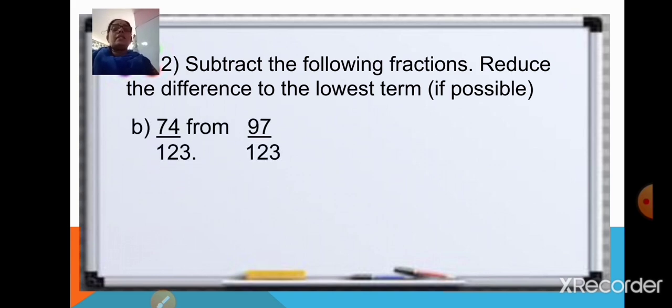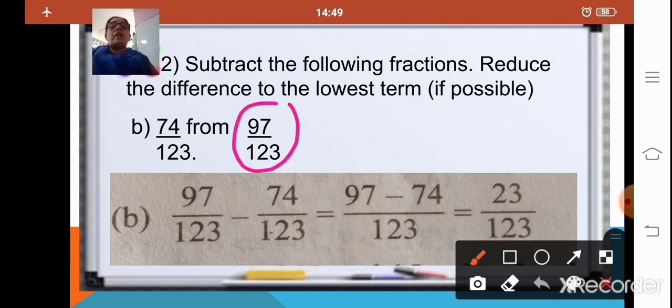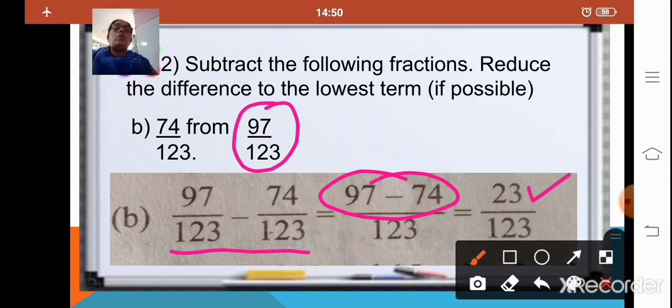So first sum is 74 upon 123 from 97 upon 123. Now here, this fraction you will write it first. Why? Because it is written from 97 upon 123. You will subtract 74 upon 123. 97 is bigger than 74. So 97 upon 123 minus 74 upon 123. Now the denominators are same. So you can directly just subtract and write the answer. 97 minus 74 is 23 upon 123. The denominator will remain the same.